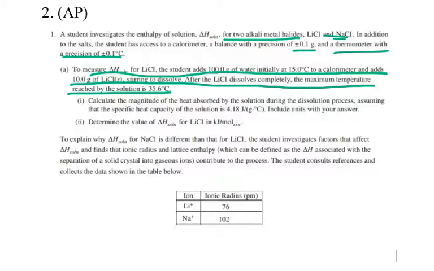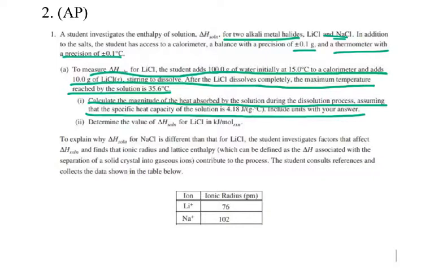Okay, we have a bunch of information. Now, let's look at A1. Calculate the magnitude of the heat absorbed by the solution during the dissolution process, assuming that the specific heat of the solution is 4.18 joules per gram degree Celsius. Include units in your answer.